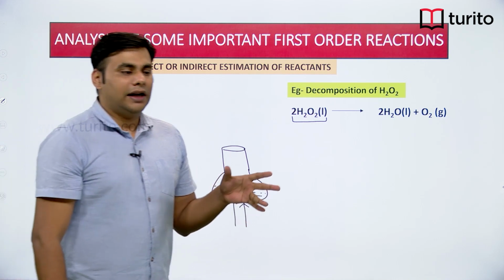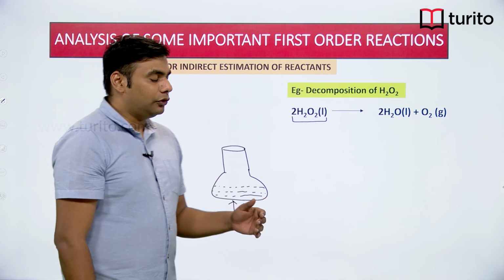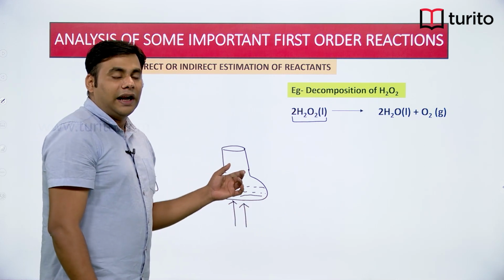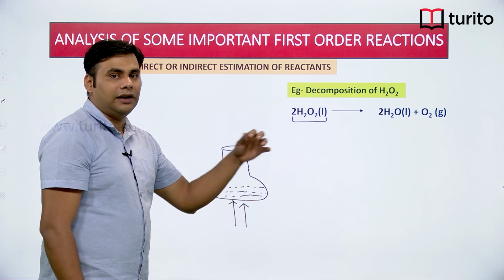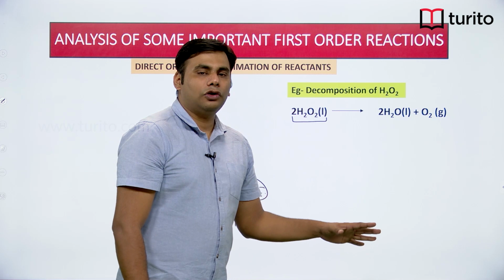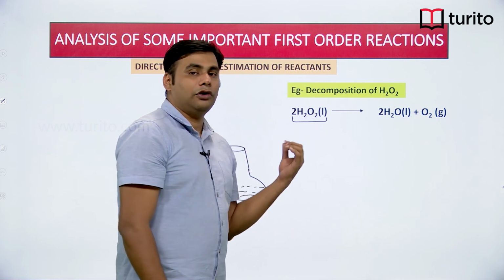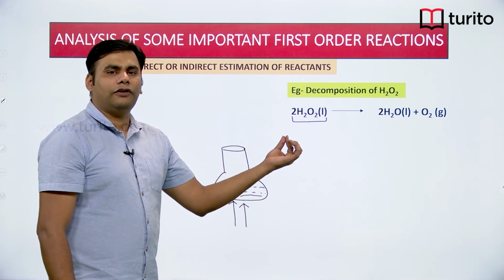So basically acidified KMnO4 is a very strong oxidizing agent. So when we are titrating the volume that we have taken out from the reaction mixture with KMnO4, we know that KMnO4 is a strong oxidizing agent, so it will cause the oxidation of that particular volume of H2O2.